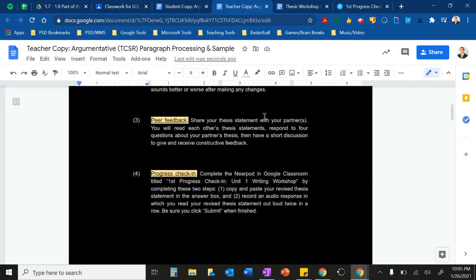It involves a worksheet, so you'll share your thesis statement with a couple of partners that I will choose for you. You'll read each other's thesis statements to each other, respond to 4 questions about your partner's thesis statement, and then have a short discussion to give and receive constructive feedback.